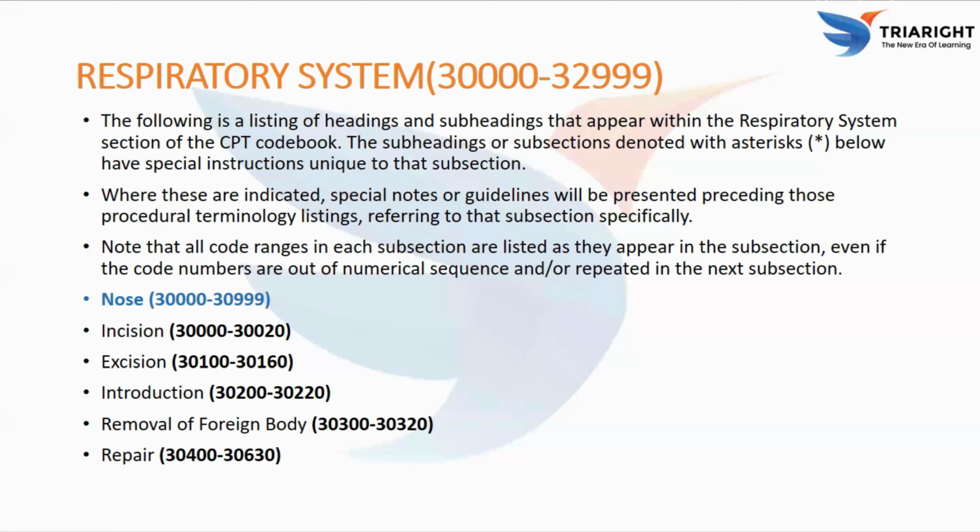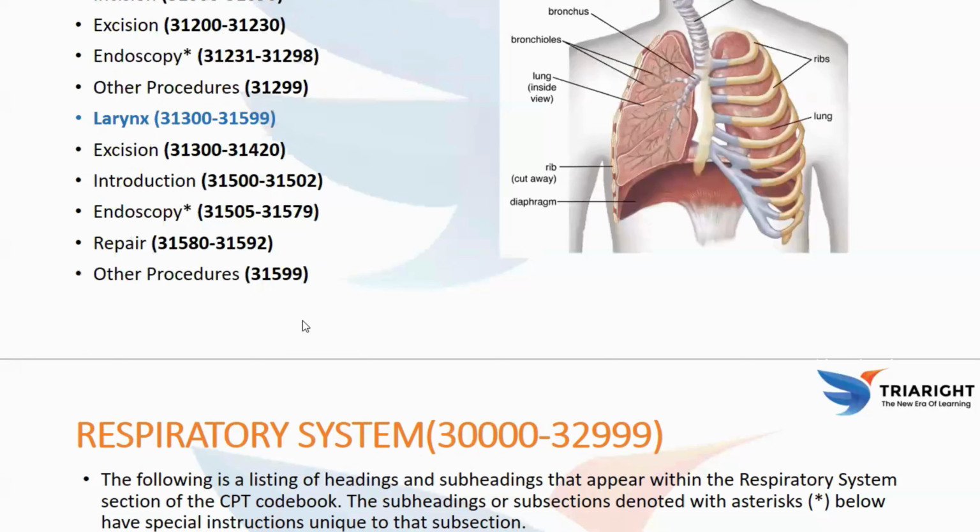And the fifth subsection is repair. The code ranges are from 30,400 to 30,630. So repair, these are the reconstructive procedures, for example, septoplasty and rhinoplasty and also nasal fracture repair.